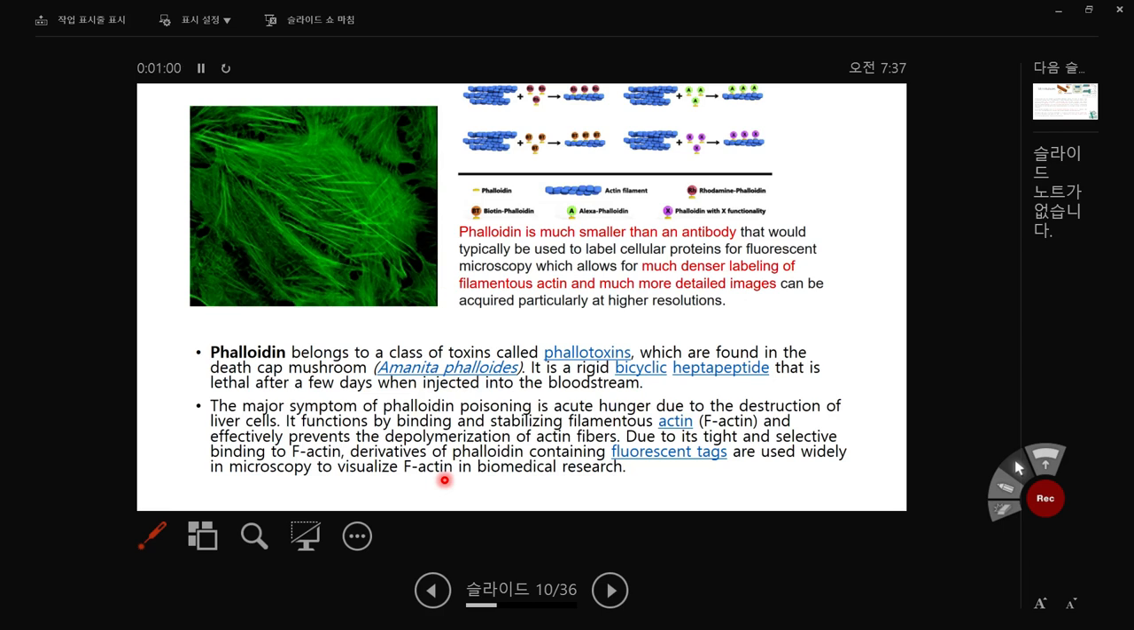So if you treat with just phallotoxin, not synthetic but naturally derived, then you can activate the actin polymerization because they prevent the depolymerization. Okay, so this is another feature of the phallotoxin. But most of the phallotoxin we use at the moment is a synthetic phallotoxin, and we dye phalloidin with rhodamine as a red, or 488 as a green. So our phalloidin is not derived from the mushroom at the moment. It is synthesized, and companies like Thermo and others provide it to us.